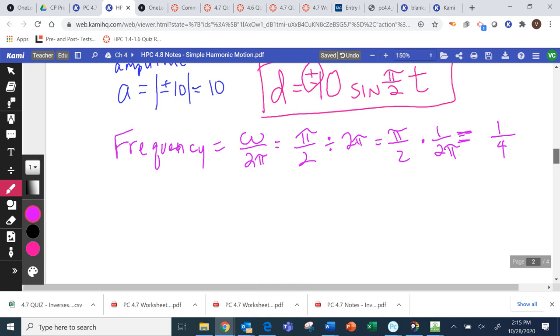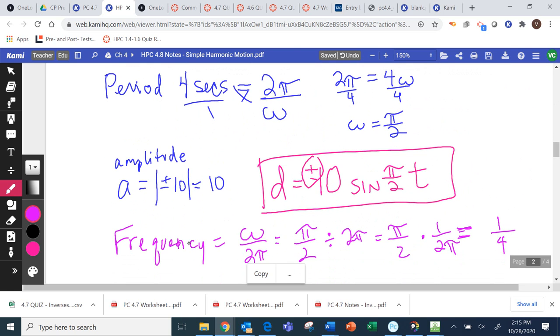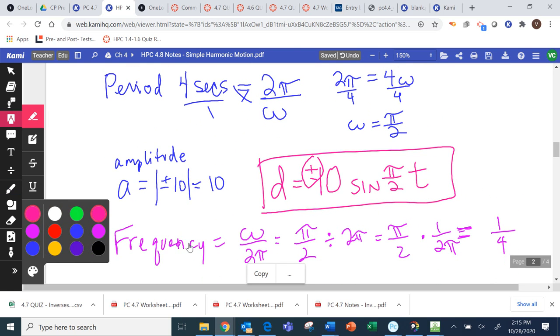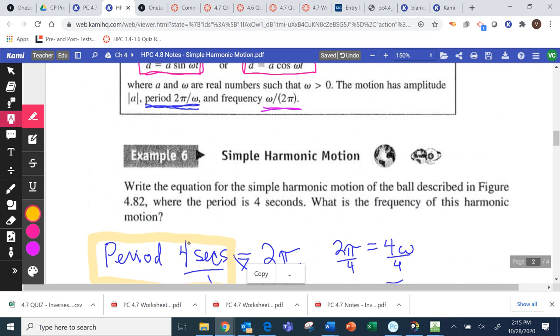And one thing you might notice is that the period and the frequency, or maybe you'll look at the actual formulas for the period and the frequency, and do you notice something about those equations? They're reciprocals of each other.